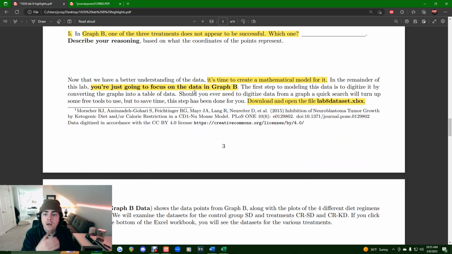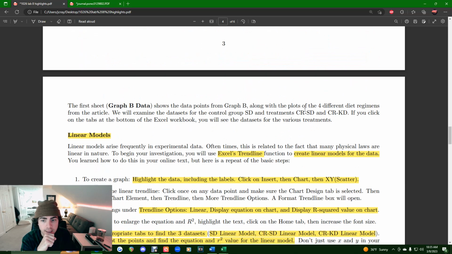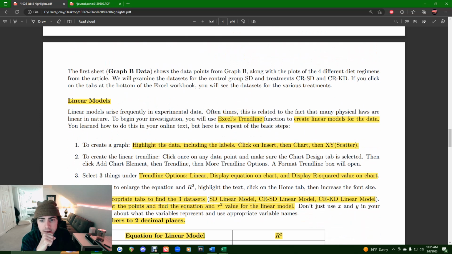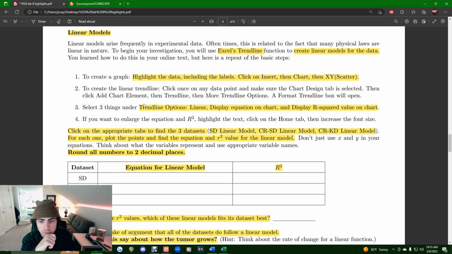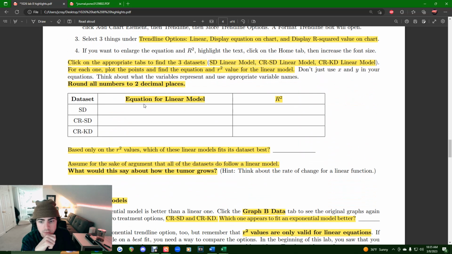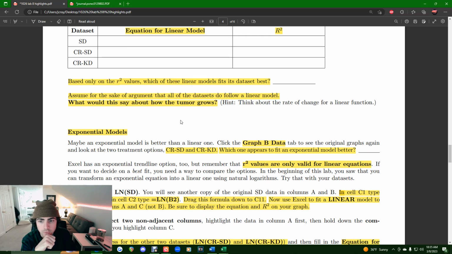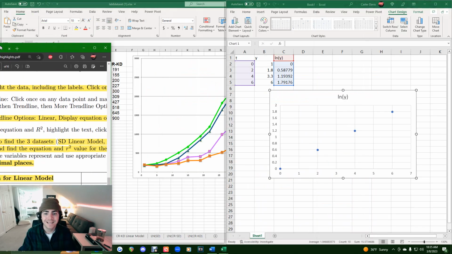Yeah, all right. Now that we have a better understanding, it's time to create a mathematical model for it. You're just going to focus on the data in graph B. We're opening the Lab 8 data set, and let's do some linear models. I think I can talk us through this. We'll go back and answer these questions before we move on to exponential. Okay, let's get into it.